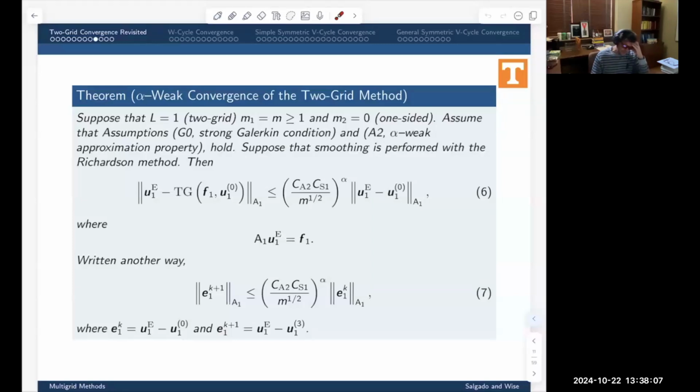Well, then I can prove that I have convergence of my two-grid method. The only thing is that my convergence is reduced a little bit. So previously, I had this where alpha was equal to 1. If I have alpha weak, I can still prove convergence, but I prove it at some fractional power. So here's the idea. Suppose that I have alpha equal to a half. And let's say I do my computation so that I make this equal to 1/4. So my gamma contraction factor inside of here, I'm choosing m to be large enough so that I get this to be 1/4.